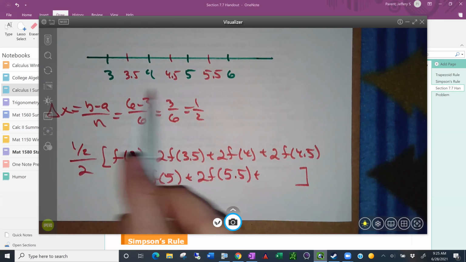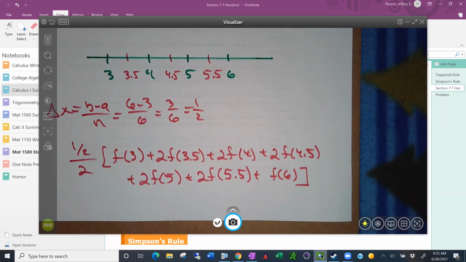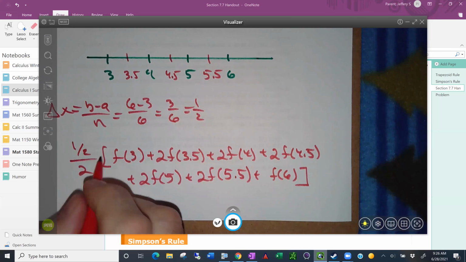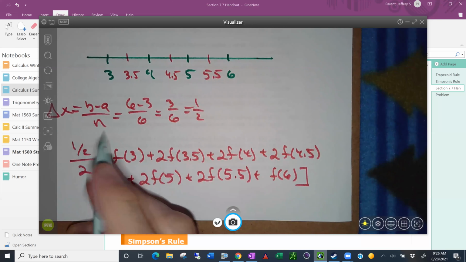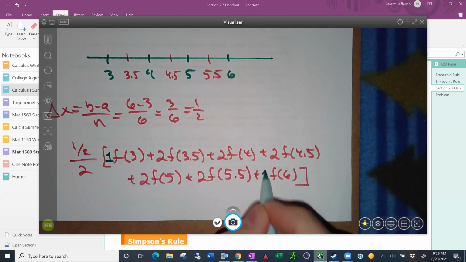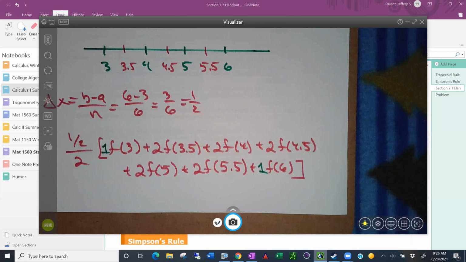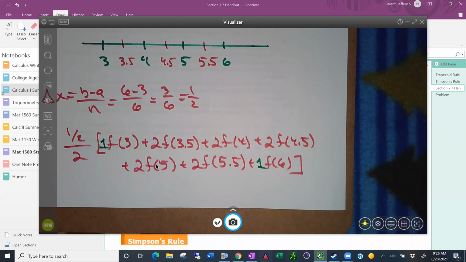The first and the last ones get multiplied by a 1. So it's just the way the trapezoid rule works. There's a 1 here and a 1 here. So yeah, the endpoints are a little different. And now comes the fun part. We've got to evaluate the function at all these different points.